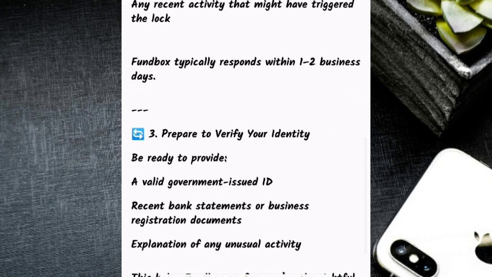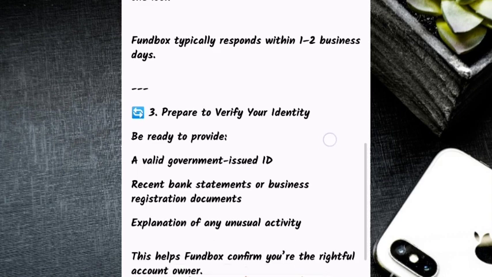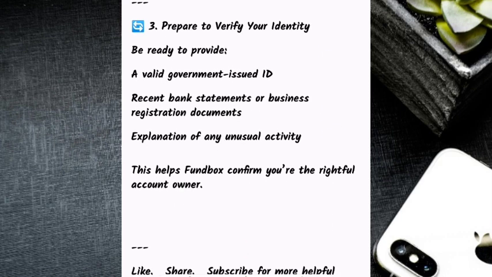Next is to prepare to verify your identity. Be ready to provide a valid government-issued identification card, as well as recent bank statements or business registration documents. You're also going to need explanations of any unusual activity. This helps Fundbox to confirm that you're rightfully the account owner, and of course probably helps you take care of the issue.